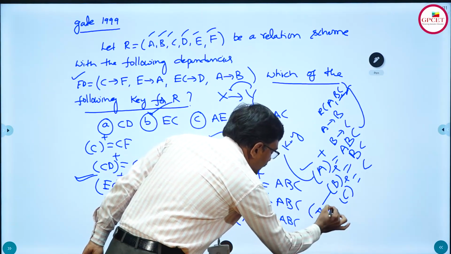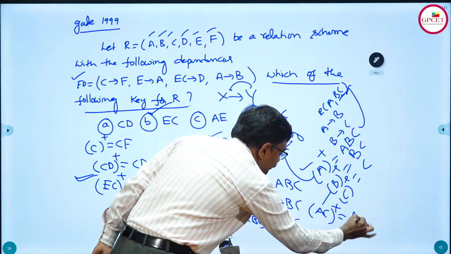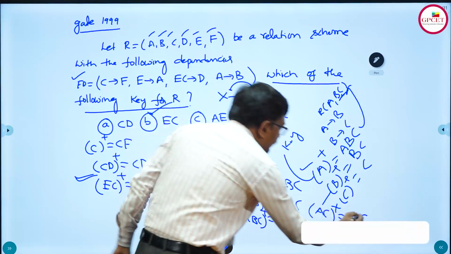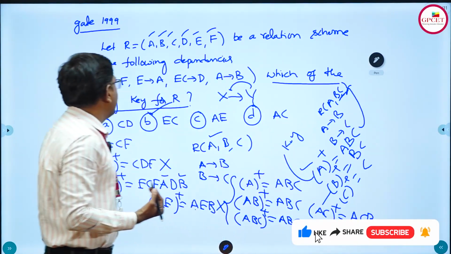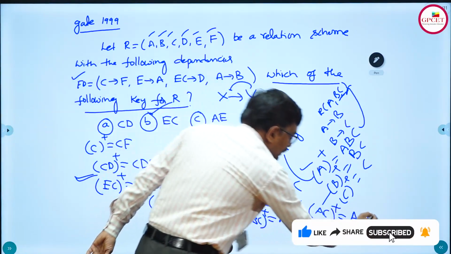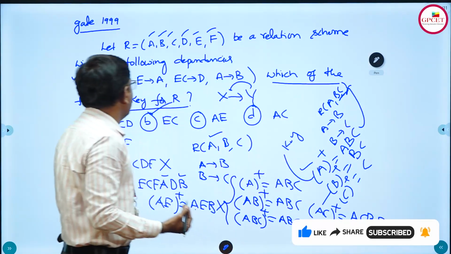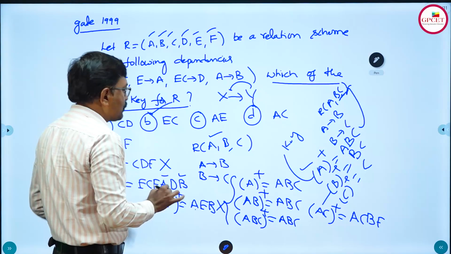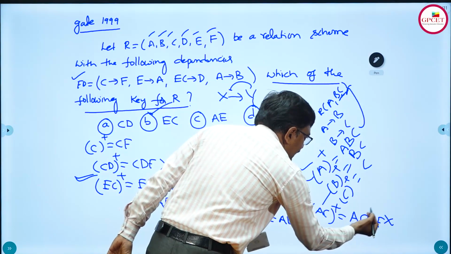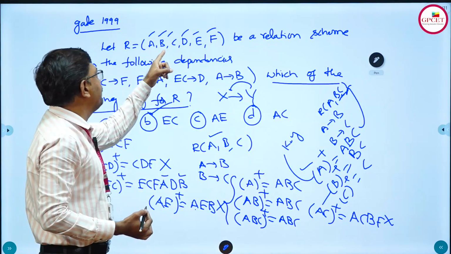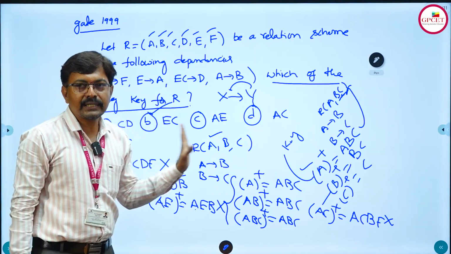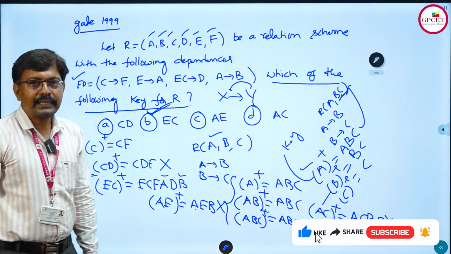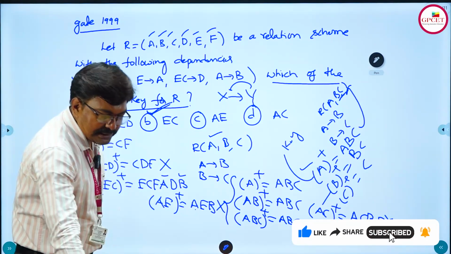What is the AC closure? Simply we can add AC. A derives B. And C derives F. And then the next one, EC. Is there EC? No. That's why we cannot get the original relation. We get A, C, B, F, but the original relation is A, B, C, D, E, F. We cannot get the original relation. That's why the only answer is EC. Okay? That is the functional dependency property. That is the first question.